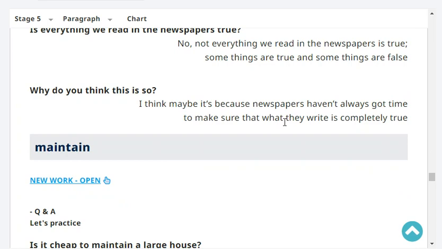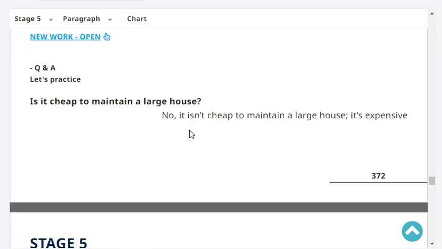I think maybe it's because newspapers haven't always got time to make sure that what they write is completely true. Very good. One more. I think maybe it's because newspapers haven't always got time to make sure that what they write is completely true. Very good.